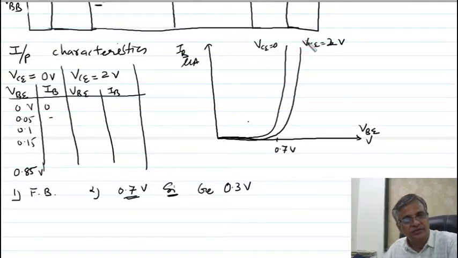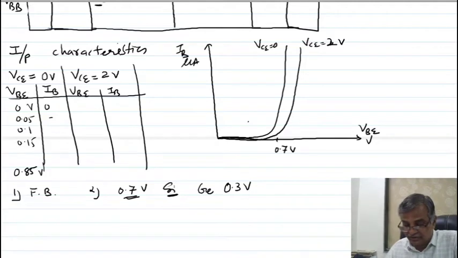So remember this conclusion first. It is a forward bias diode characteristics. Second, the conduction of the transistor takes place when the base emitter voltage is of the order of 0.7 volt, if the transistor is made up of silicon material. If the transistor is made up of germanium material, then conduction takes place after the base emitter voltage reaches 0.3 volt. For a germanium transistor, when base emitter voltage is of the order of 0.3 volt, then conduction starts.